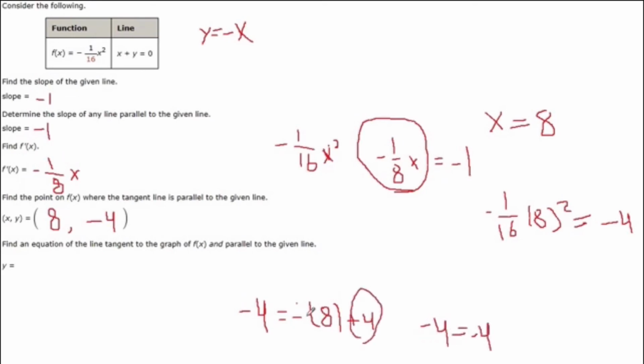So now that we know our y-intercept, and we have our slope up here, we can just say y equals negative x plus 4.